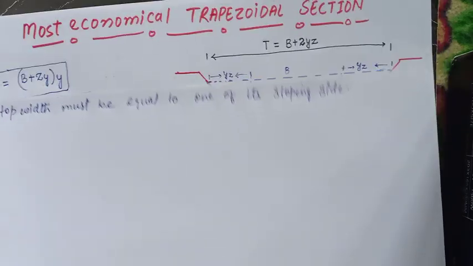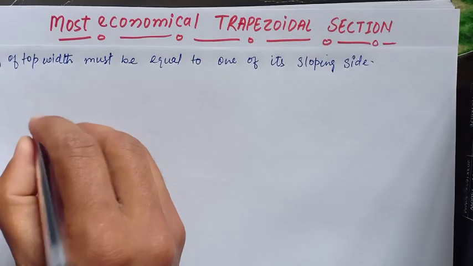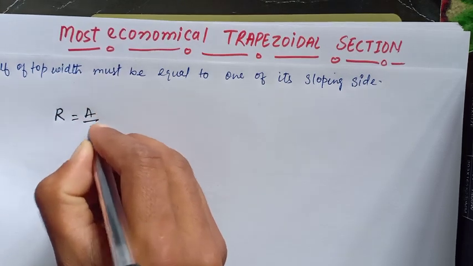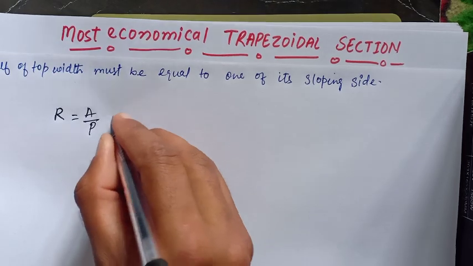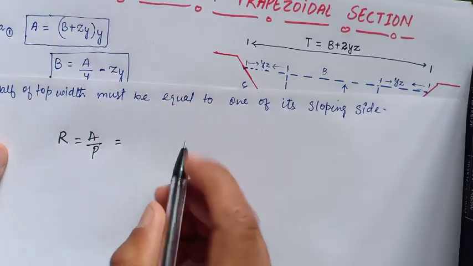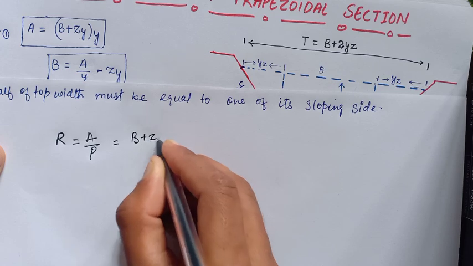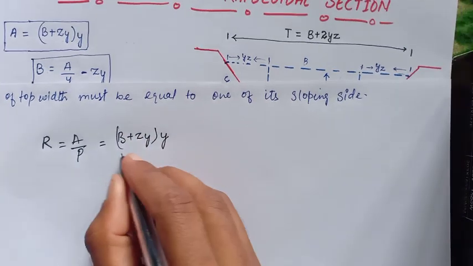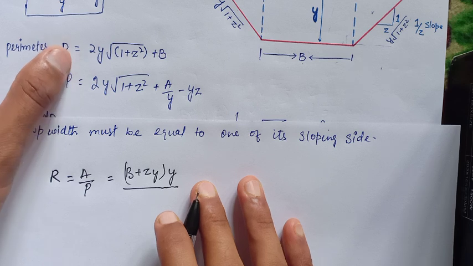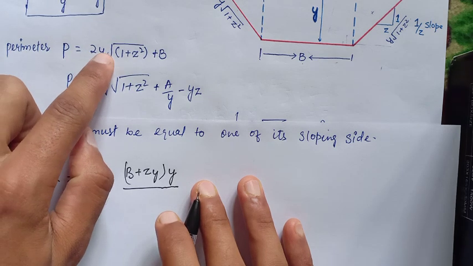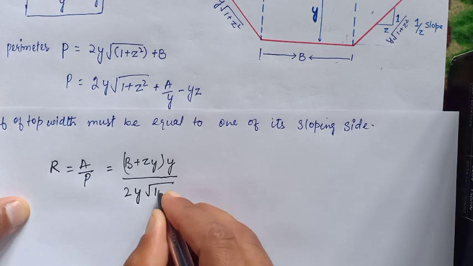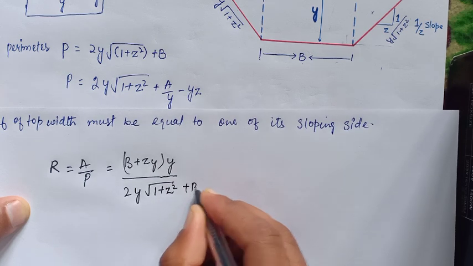Now we have to find out the next condition. We know that R, hydraulic mean depth, is equal to A upon P, area upon wetted perimeter. So area, we know that area is equal to (B plus zy) into y. So put it here, (b plus zy) into y upon perimeter. Perimeter is equal to 2y under root of 1 plus z square plus b.